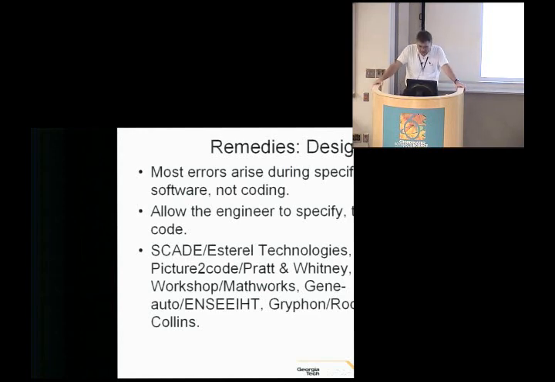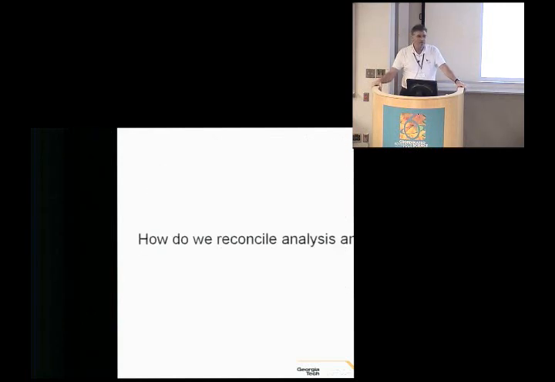I'm like, okay, fine. And you have other more experimental systems in place, such as Genie Auto, which is from Toulouse, and Griffon Rockwell Collins, which is from Rockwell Collins in Cedar Rapids. So my question was, how do we reconcile analysis and design? How do I reconcile the fact that I design control systems and I code them, and then that some people look at those systems and want to analyze them?